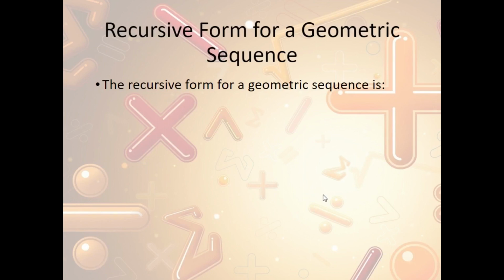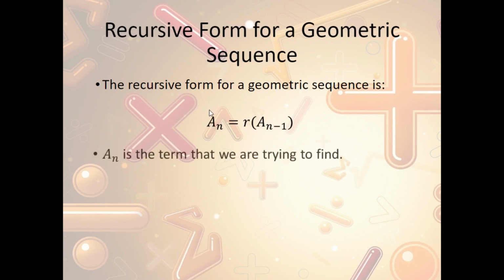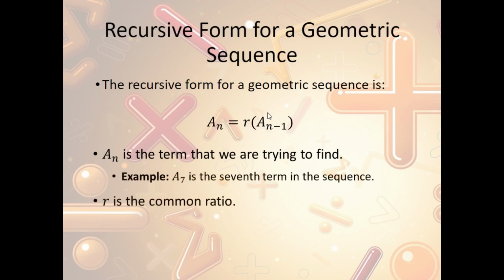Now let's take a look at the recursive form for a geometric sequence. So that follows this pattern. a_n is equal to r times a_(n-1). Now, what we're really saying here is the term we're trying to find is equal to the common ratio times the previous term.